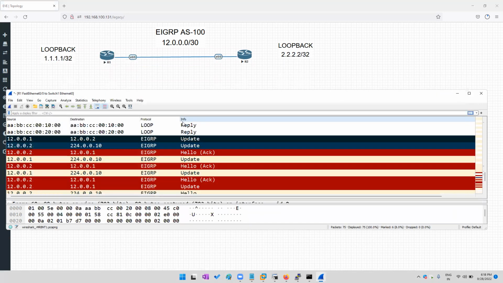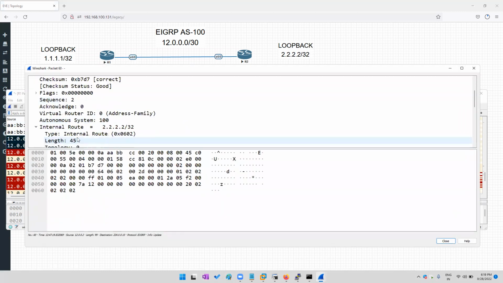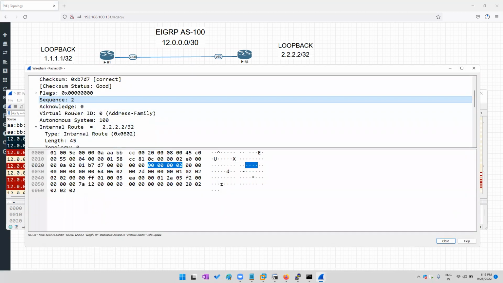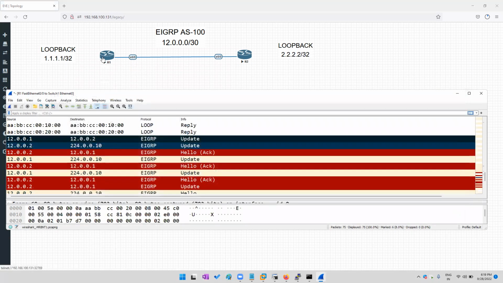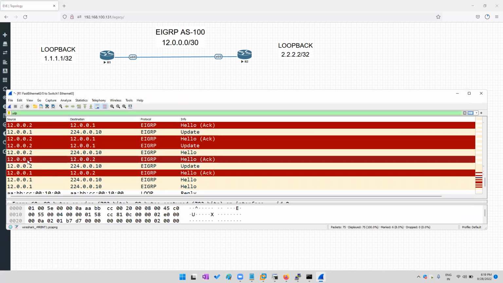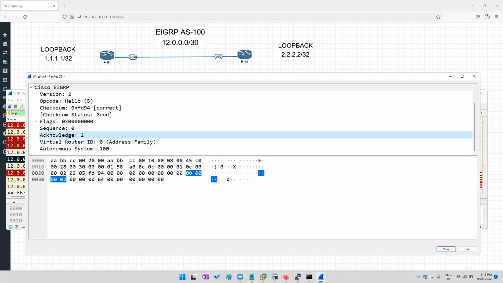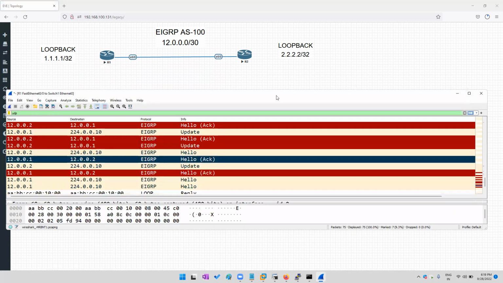Right now, R2 sends the update, the full update. But which sequence number is used? Sequence is 2. Acknowledge is 0. Now, whenever R1 receives this update, R1 sends back hello plus acknowledge. So where is R1's hello plus acknowledge? I think this one. Verify. Acknowledge number is 2. Clear? So R1 says I have successfully received your update.